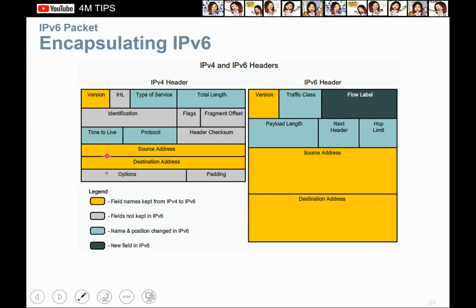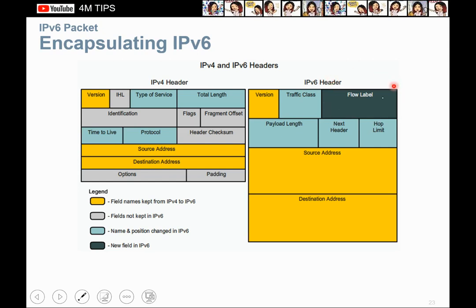The IPv4 fields labeled in gray mean they are not kept in IPv6. So you can see there is no counterpart for identification, IHL, flags, fragment offset, header checksum, padding, and options. That's how you interpret this IPv6 header. And here we have traffic class, payload length, next header, and hop limit. These are matched from IPv4 but the name changed, so I represent them with light green.